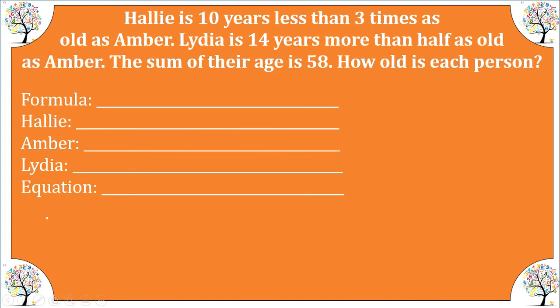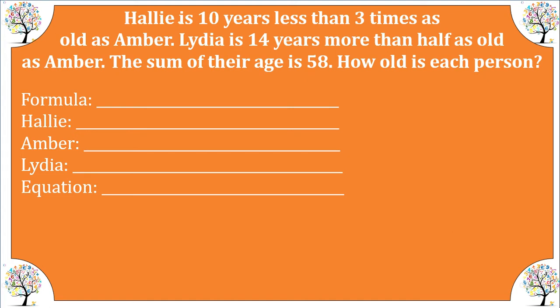Okay, let's do another one here, and then we'll move on to a different type of equation. Hallie is 10 years less than 3 times as old as Amber. Lydia is 14 years more than half as old as Amber. The sum of their ages is 58. How old is each person?